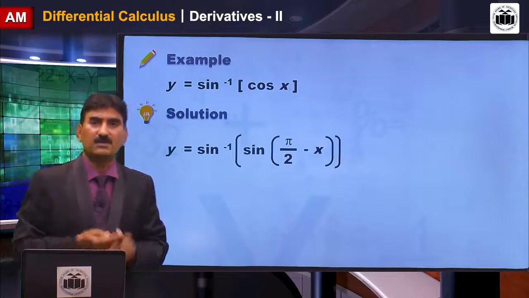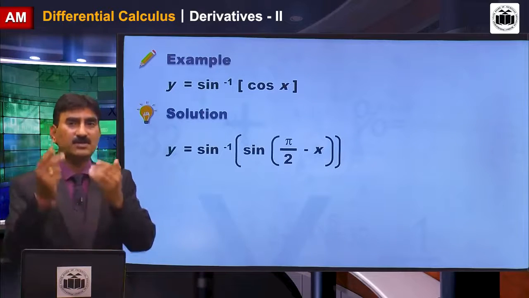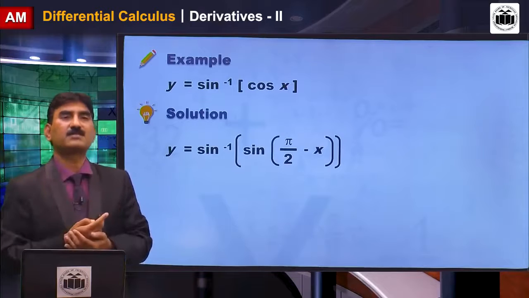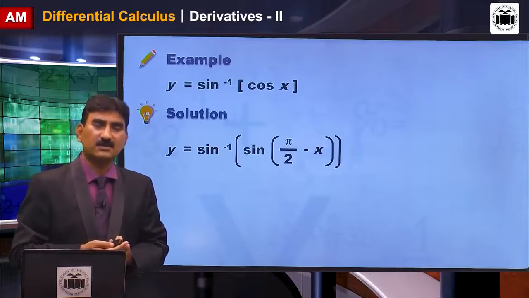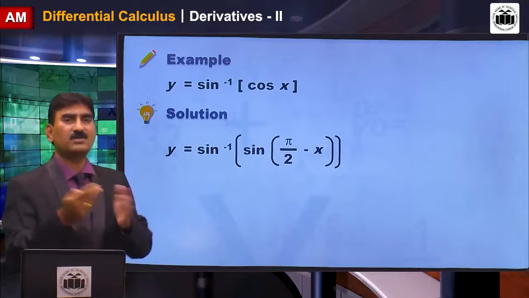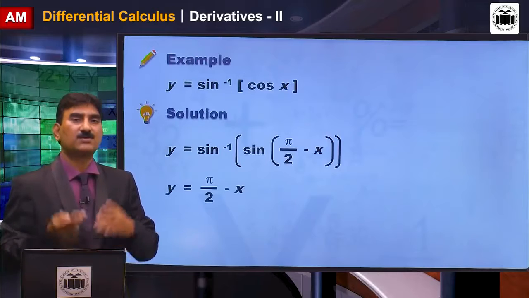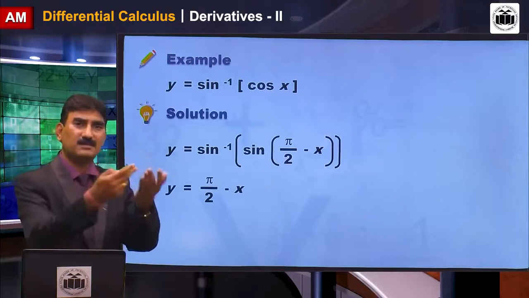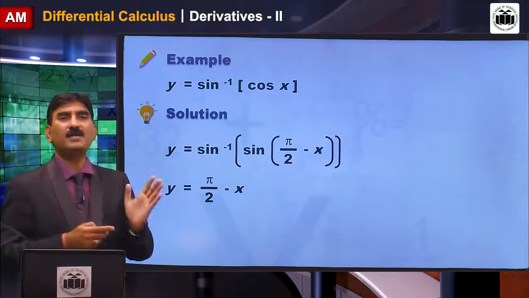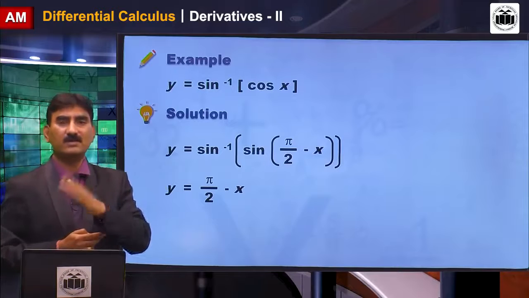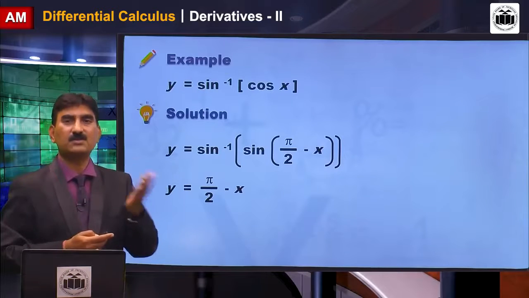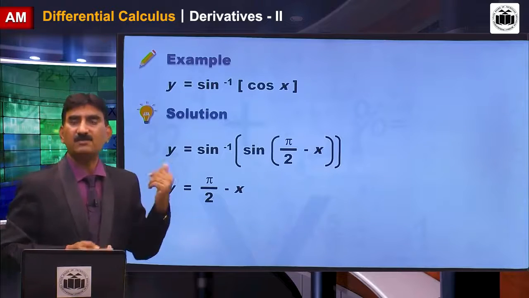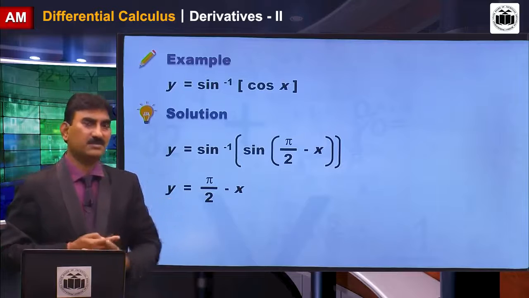Let's see. y equal to sin inverse. So instead of cos x, I am putting sin of 90 minus x. Now we know that the result sin inverse of sin x is x. So that's why sin inverse sin निकल जाएगा. We write down y is equal to pi by 2 minus x by using the rule of inverse trigonometric functions. तो देखिए कितना इजी हो गया.